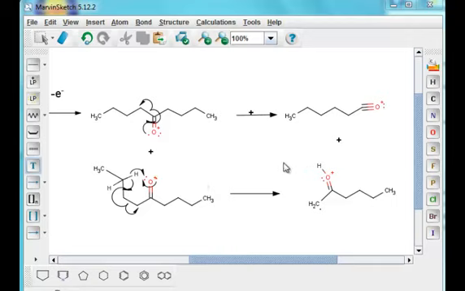The presentation isn't as clear as I would like, but this is actually the best I could do with Marvin Sketch. I'm not sure what to do about these spurious plus signs that come up, and also my 1 electron fishhook arrows aren't quite as clean as I would like them, but this will have to do.